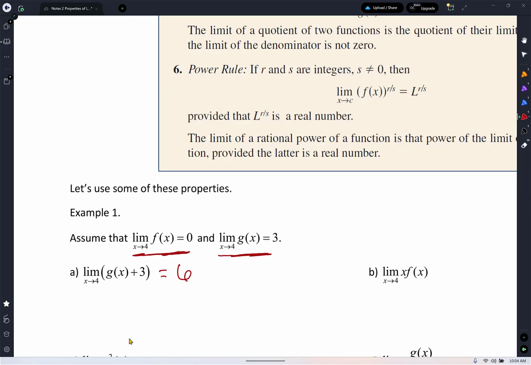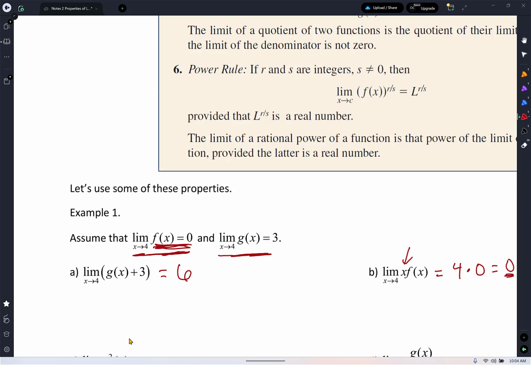Don't worry, we'll go slow. Letter B. Limit as x approaches 4 of x times f of x. That x is a 4. I'm going to do direct substitution, if you can. I know we haven't talked about direct substitution, but don't worry, we'll figure that out right now. If I approach 4 for f of x, that's going to be 0. What's 4 times 0? 0. So this limit is 0.